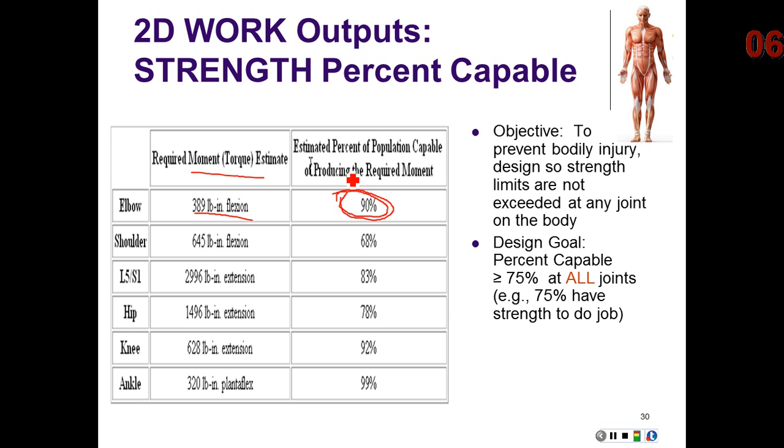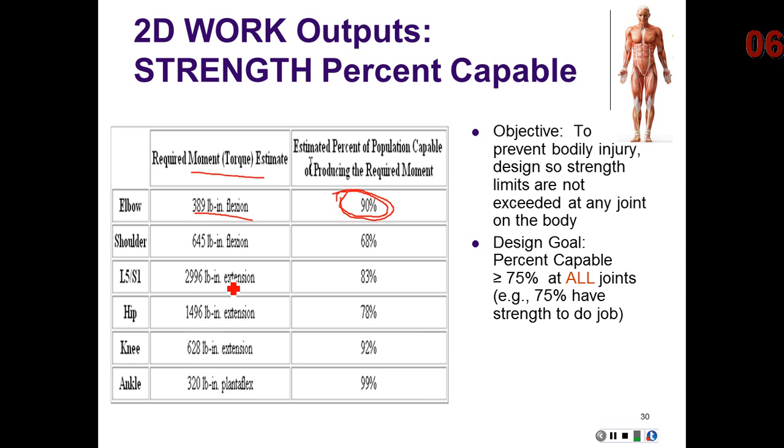Our design goal, what we're trying to get, is to have percent capable greater than or equal to 75% at each and every joint. So all the joints percent capable are greater than 75%. If they are, then at least 75% of our workers, of our employees, have the strength to do this job without an increased likelihood of injury. Okay, so 75% is our design goal.